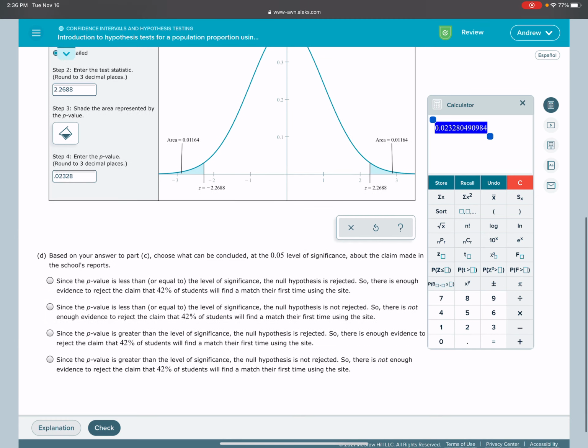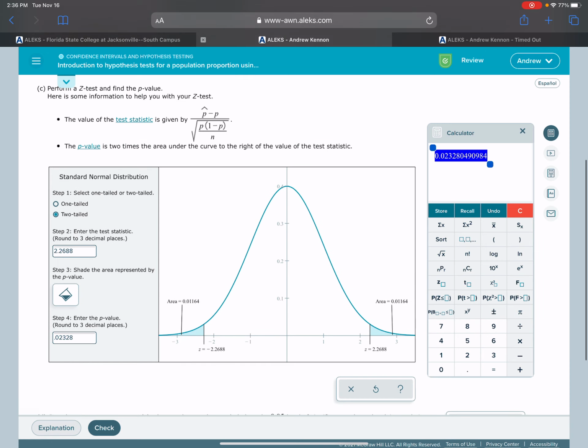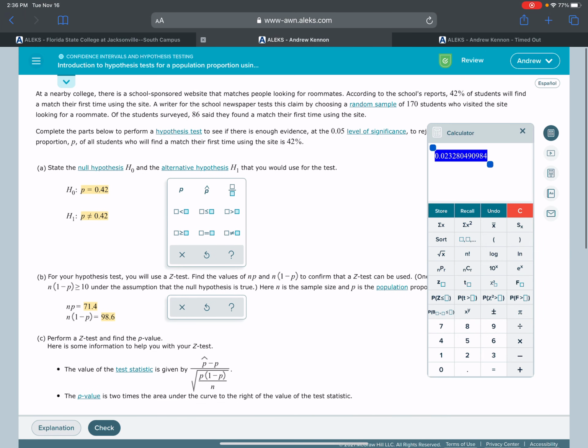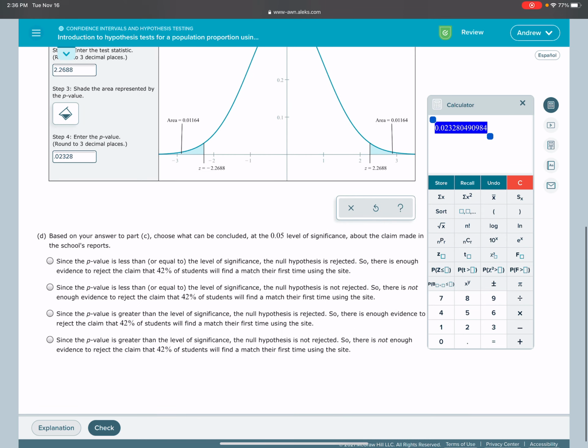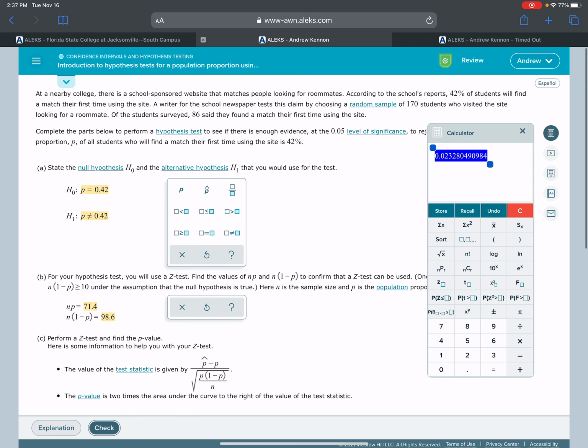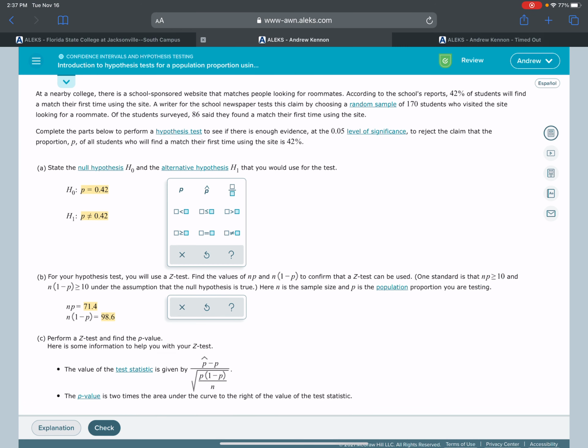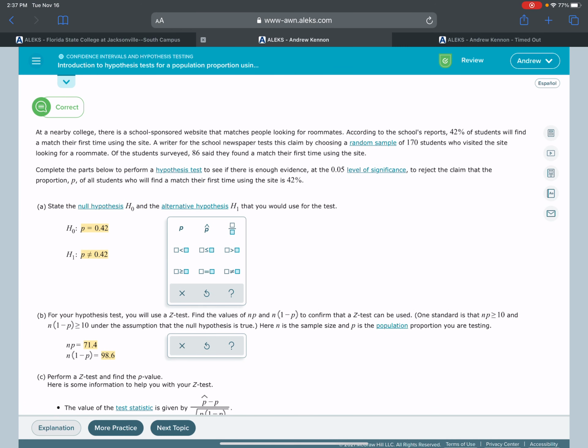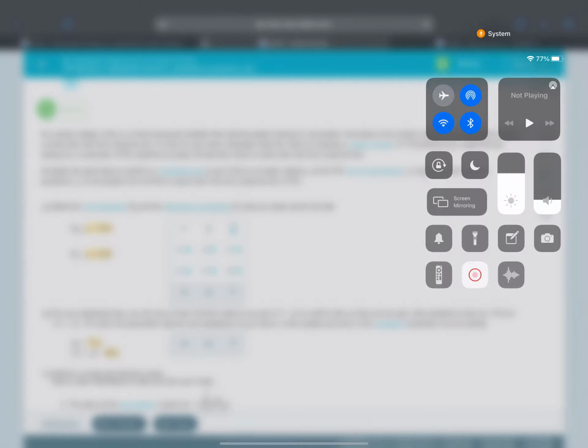All right, so my p-value is 0.02, which is, then you go to your level of significance, which is 0.05. So the p-value is less than the level of significance. So since the p-value is less than, the null hypothesis is rejected, and there is evidence to support that it's going to be something different than the 42%. I'm trying to click check to see it. All right, good.